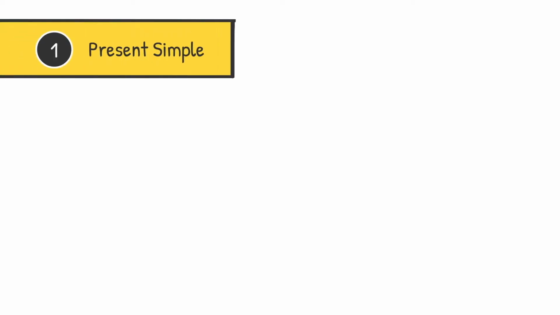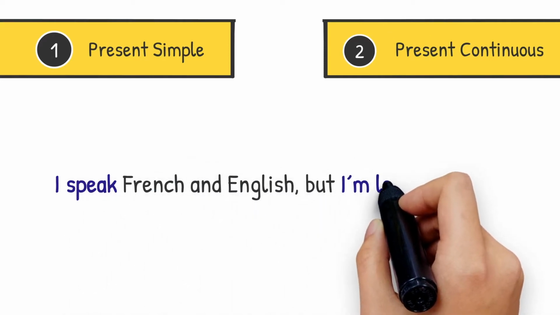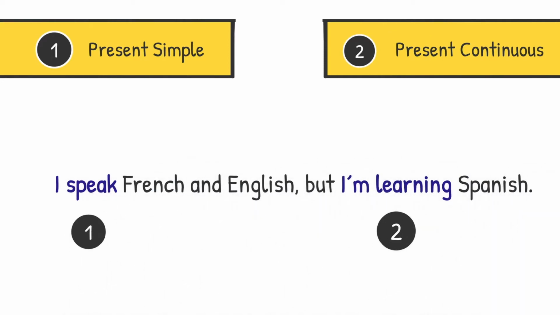Now let's begin. We're going to start by comparing number 1, the present simple, and number 2, the present continuous. What's the difference between number 1 and number 2?